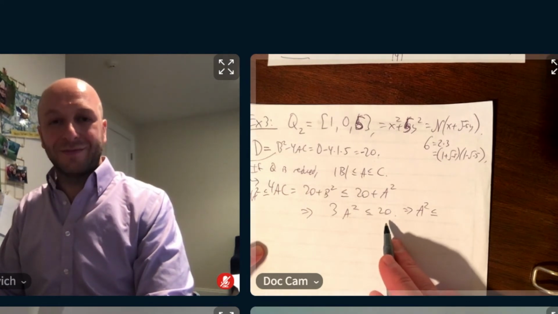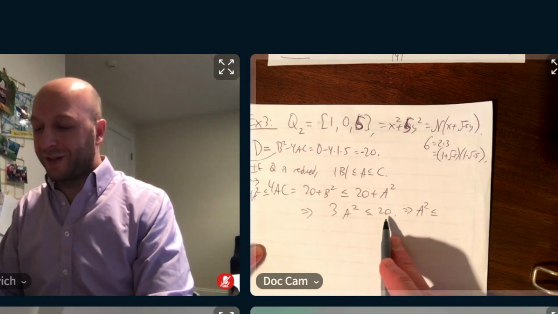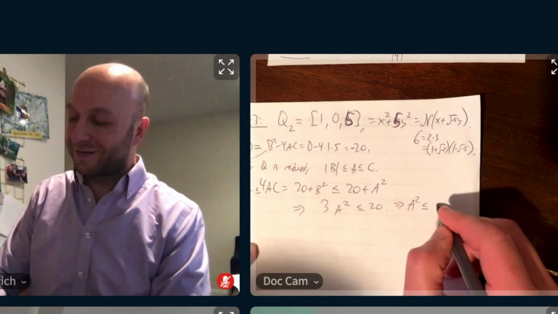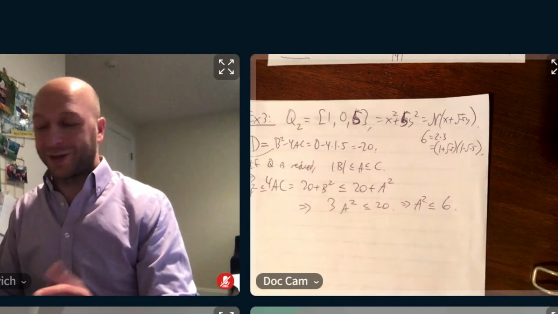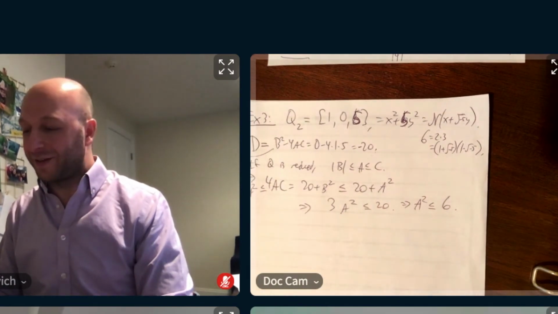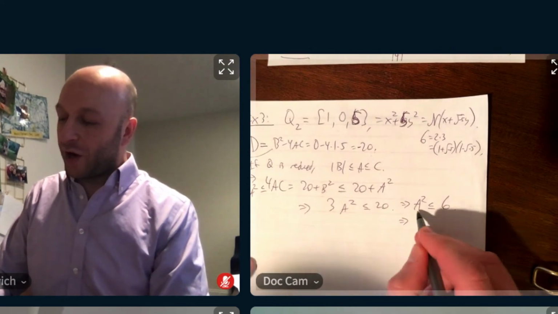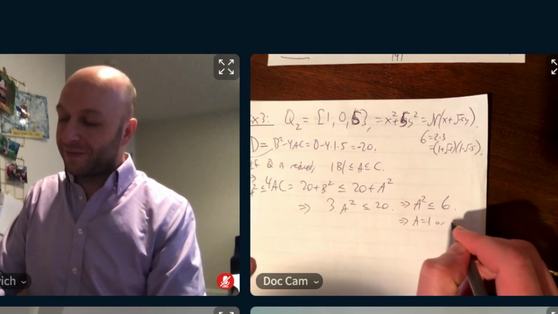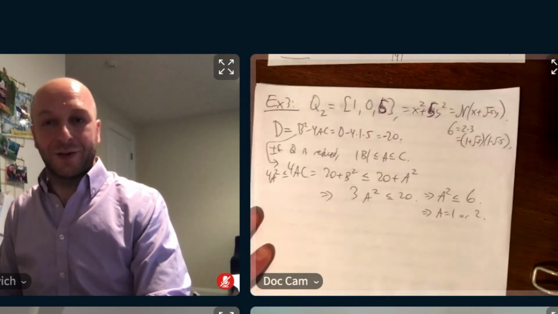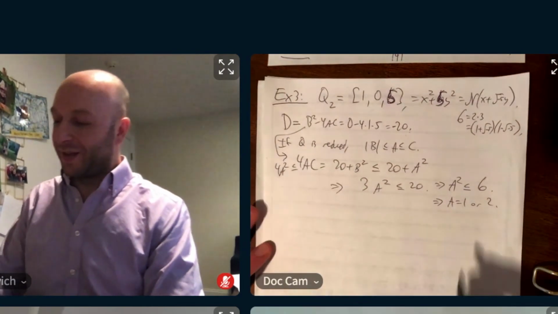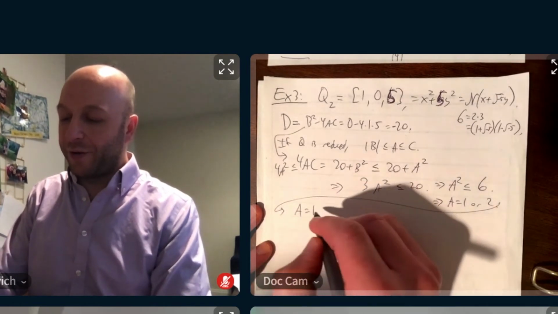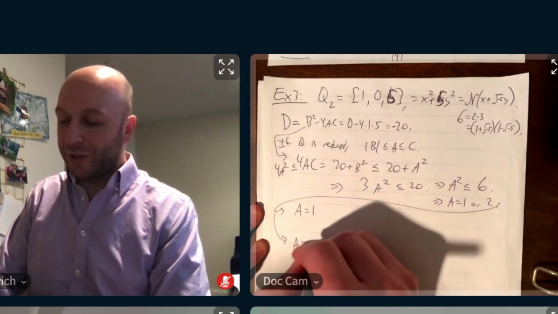Is that right? Is anyone following this? 20 thirds is about 18 thirds, and 18 thirds is 6. I mean, A is a whole number, so I don't need any fractions here. And A squared being at most 6 means A is 1 or 2. A is not 0, as we saw already. So now we really have two things to think about. A could be 1, or A could be 2.